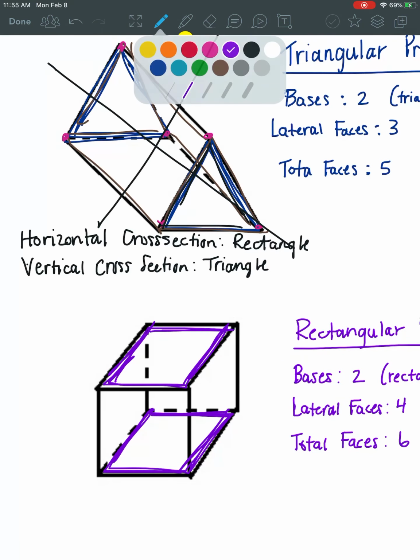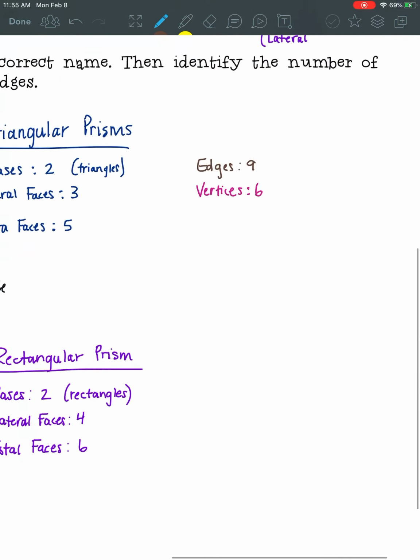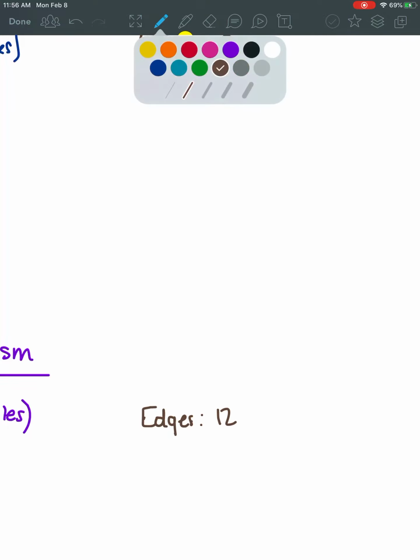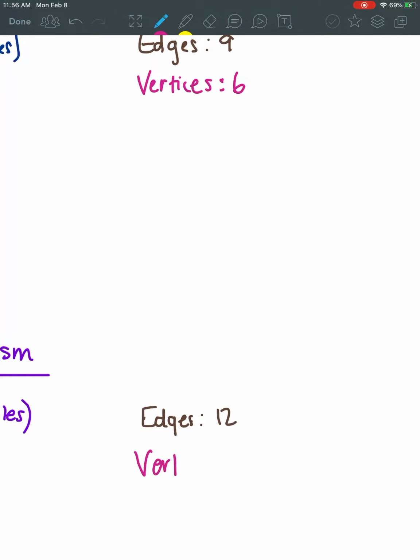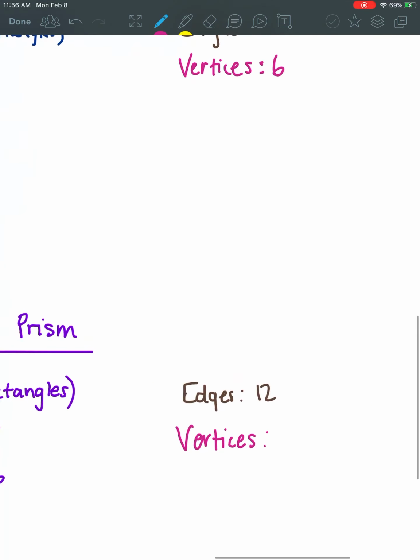Okay, now again, let's look at edges. So we have 1, 2, 3, 4 on the top, 5, 6, 7, 8 coming down to the bottom base, 9, 10, 11, 12. So there are 12 edges. And then vertices are all those points. So we have 4 on the top and we have 4 on the bottom. 1, 2, 3, 4, 5, 6, 7, 8, all the points.